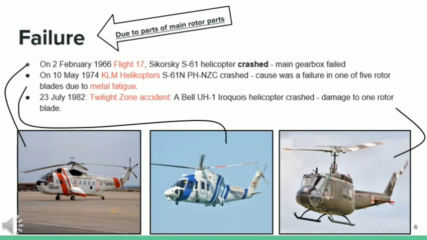Third, 23rd July 1982, Twilight Zone accident. A Bell UH-1 helicopter crashed at Indian Dunes in California, and the cause was a high temperature special effect explosion too near a low flying helicopter, leading to object damage to one rotor blade and delamination due to heat to the other rotor blades.